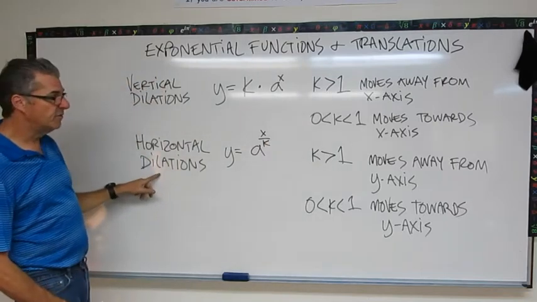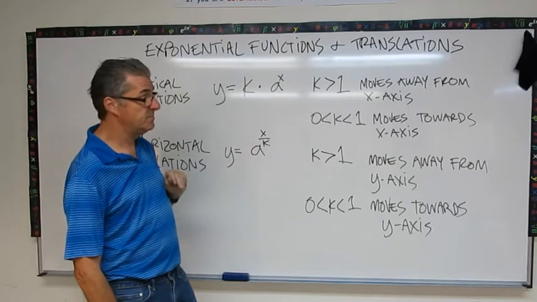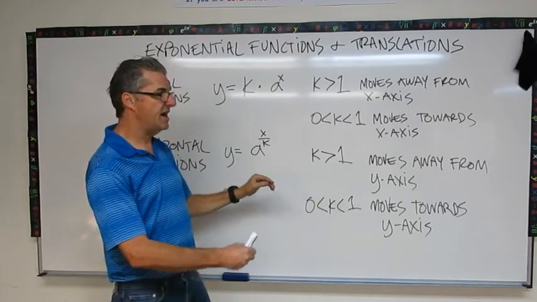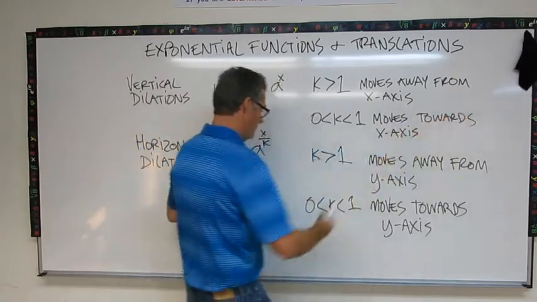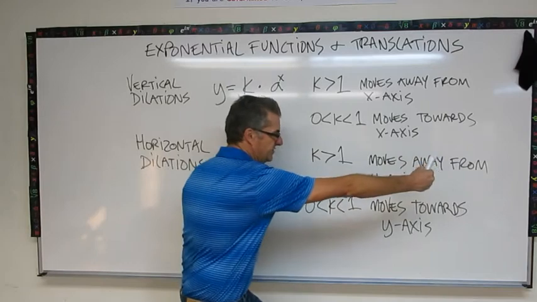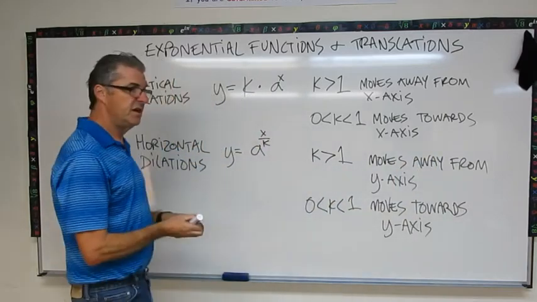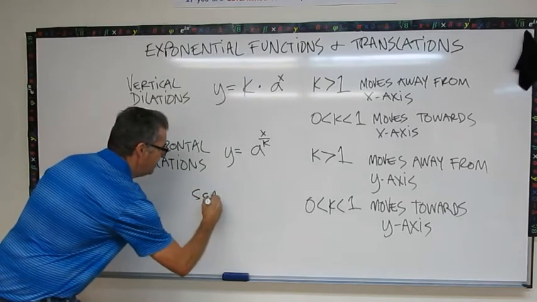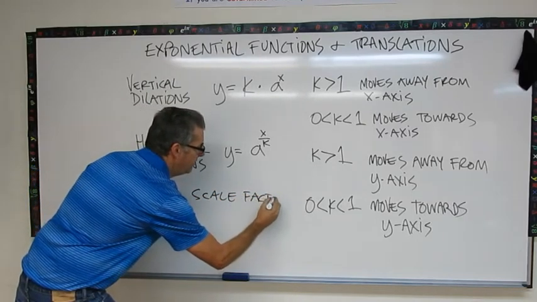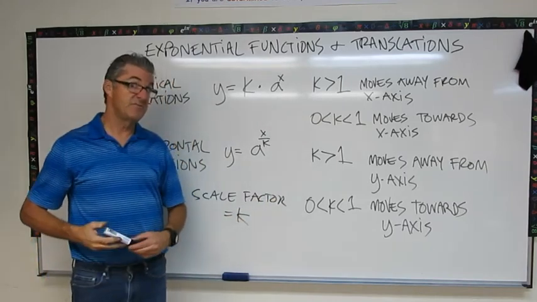In the horizontal realm, when our k, remember it's underneath the x in the exponent part, when k is bigger than 1, it's going to move away from the y-axis. So it's going to stretch out. When k is between 0 and 1, it's going to move towards the y-axis. So it's going to get reeled in. So again, enlargement and reduction, and our scale factor is k. So there you go. Let's do that in Desmos.